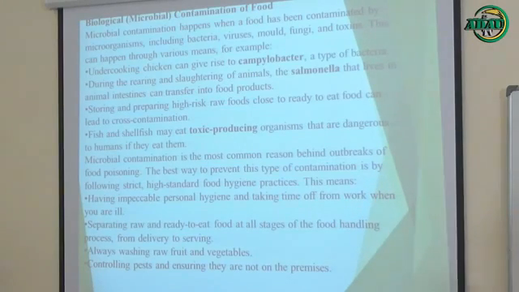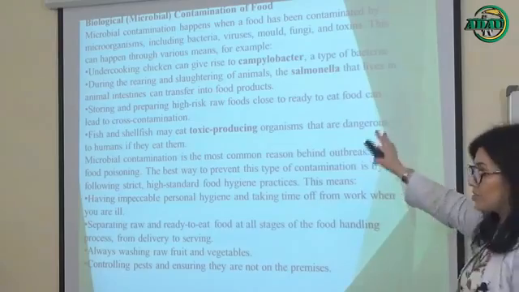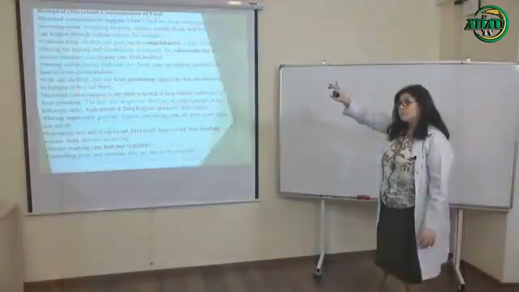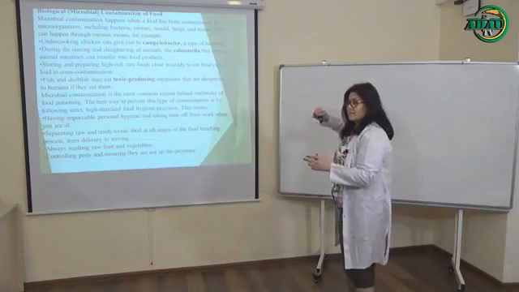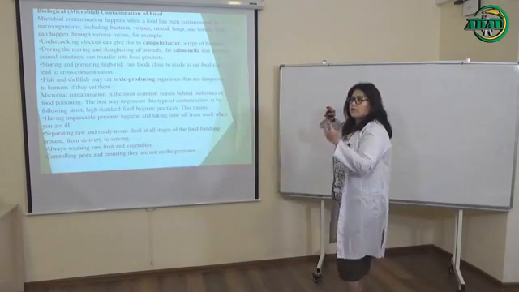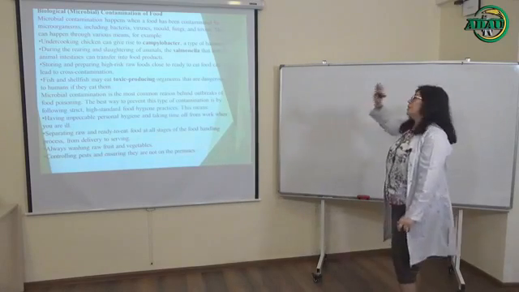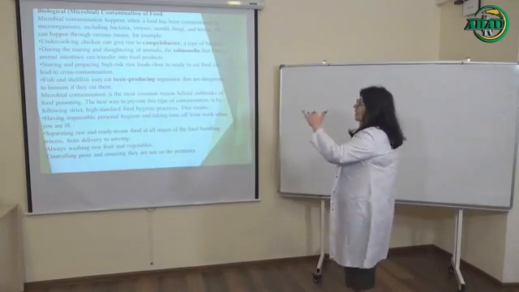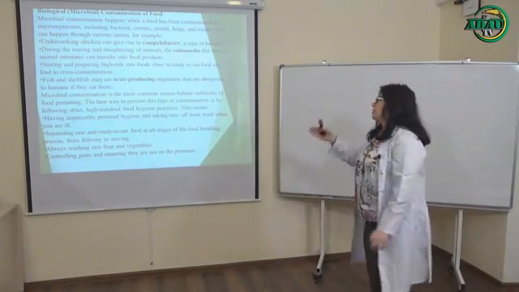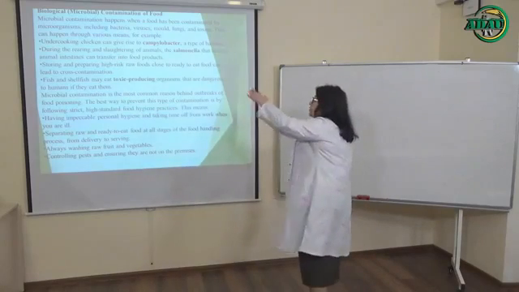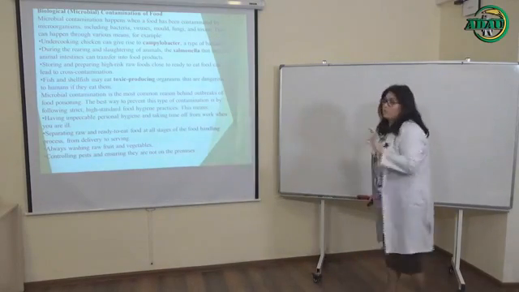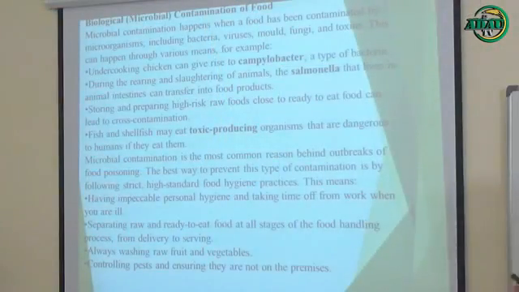How does it happen? It happens when food has been contaminated by microorganisms. I said, including bacteria, viruses, mold. What is mold? Molds produce toxins, and this causes food intoxication. Fungi, and of course toxins. This can happen through various means. For example, here is the answer to Suada's question as well. Undercooking chicken can give rise to Campylobacter. It's a type of bacteria. I will give information in other next lectures.